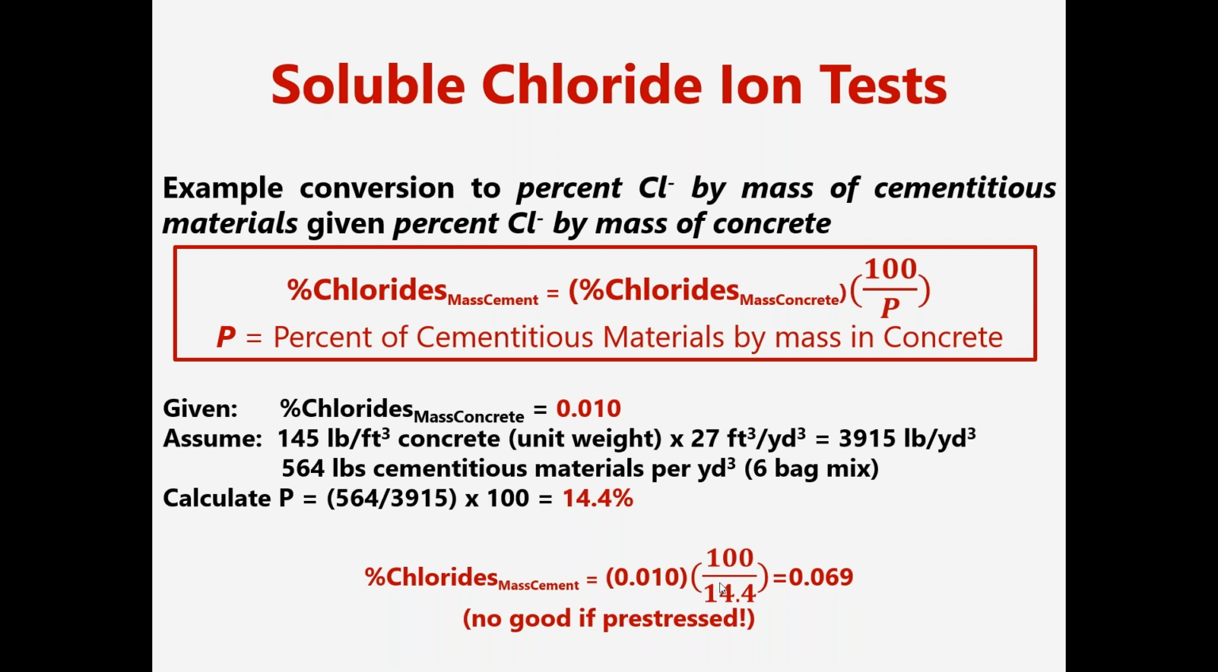So we plug that into our formula. 0.01% chlorides by mass of concrete is what we're provided. Multiply that by 100 divided by 14.4, we get 0.069. That is percent chlorides by mass of cement. Again, that's with these assumptions. For pre-stressed concrete, that wouldn't be good because the ACI table says 0.06 is a maximum. I will say that those values provided in ACI 318 are for new construction. So it's just something to be aware of.